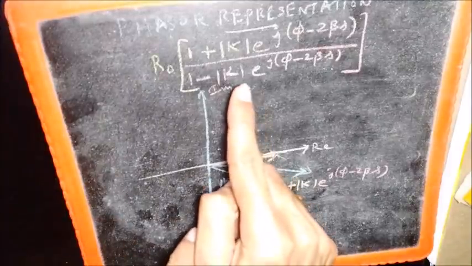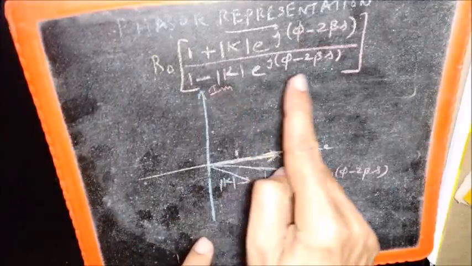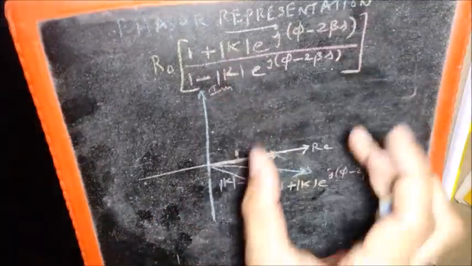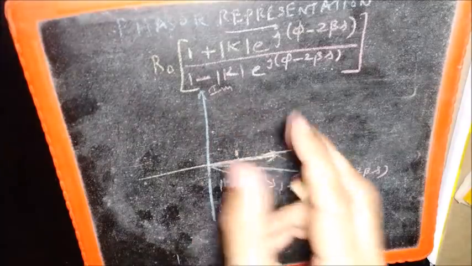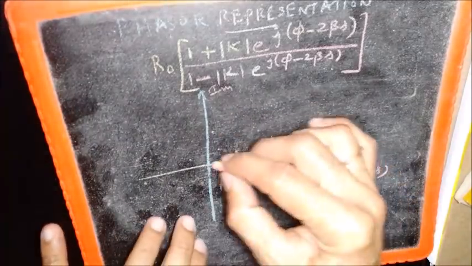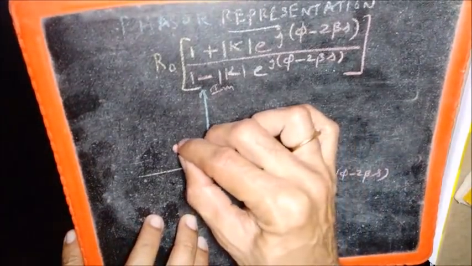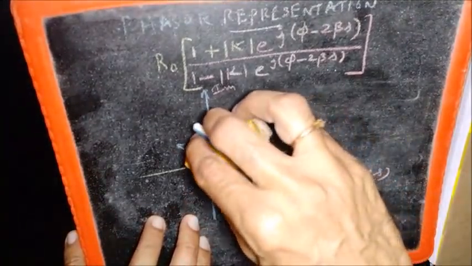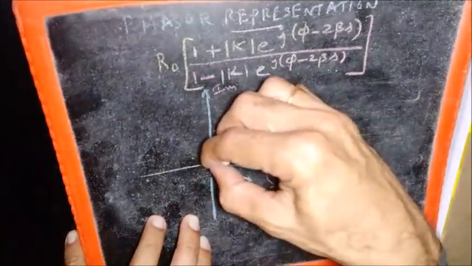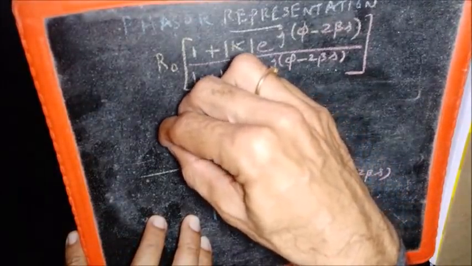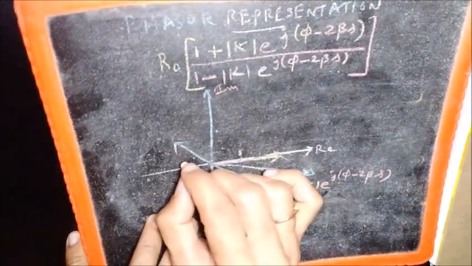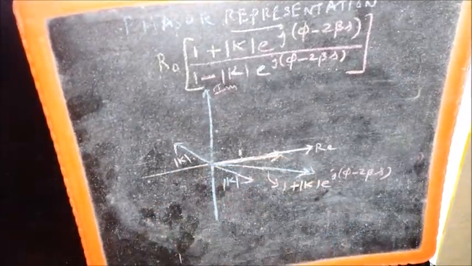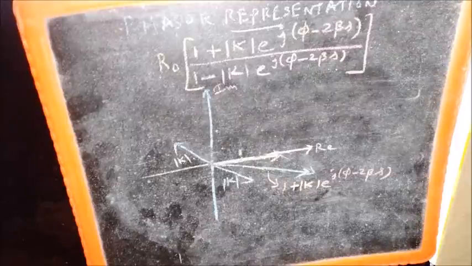Now look at the denominator. 1 is there as it is, and instead of plus k e raised to j phi minus 2 beta s, we have minus k e raised to j phi minus 2 beta s. So that will be this. The magnitude will be k, but between the two there will be a phase shift of 180 degrees or pi radians.